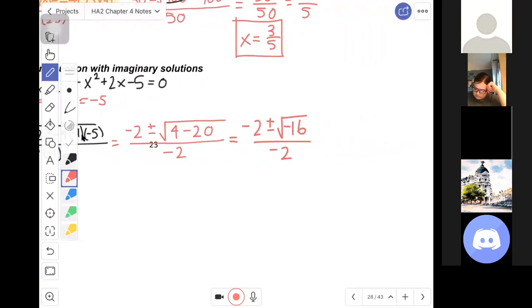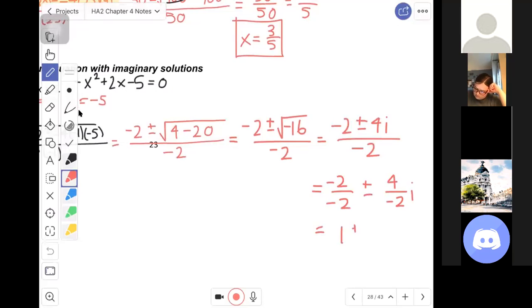And what does square root of -16 become? Annabelle, what is square root of -16? 4i. Awesome. And so we can simplify this farther. We know that we can break that up into those two different fractions. -2 divided by -2 is 1. And a 4 divided by a -2 will give us a -2i.